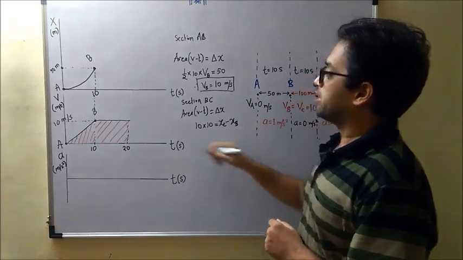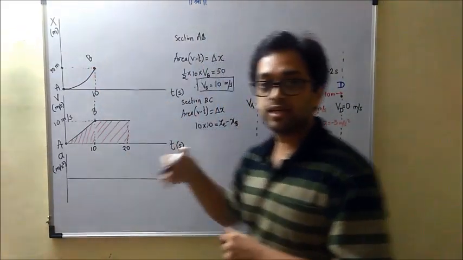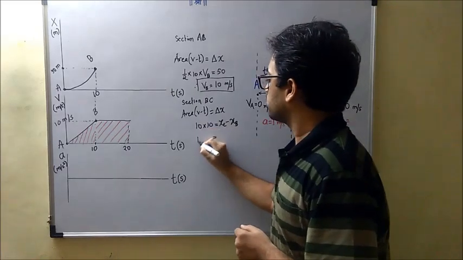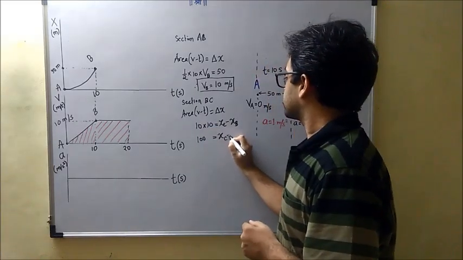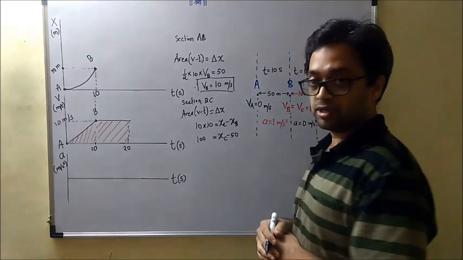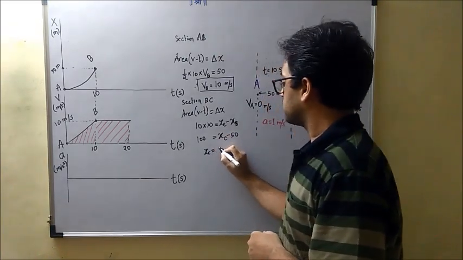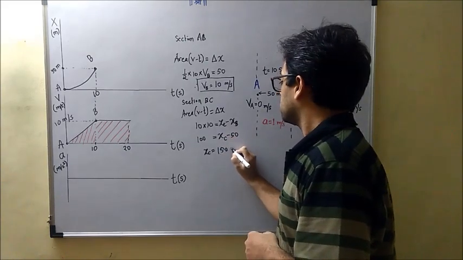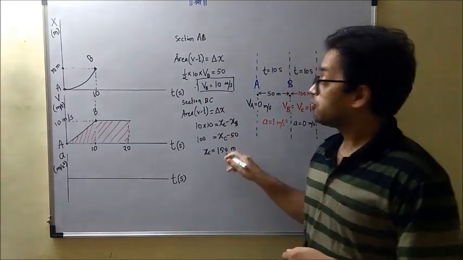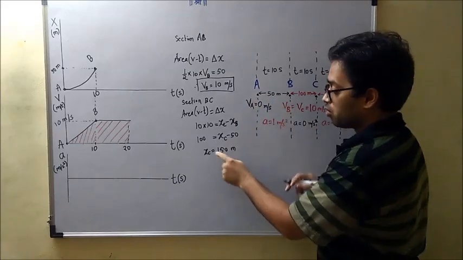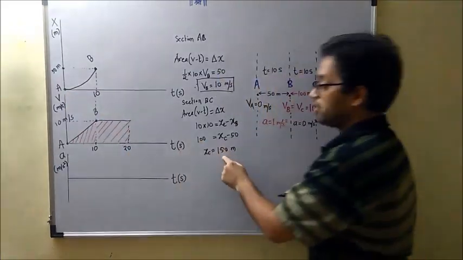Now what is x at B? What is the position at B? It is 50 meter, and substitute it here. What is this? 10 into 10, 100 is equal to xc minus 50 meter, right? And that is why we get xc is equal to 150 meter. From where? From the beginning. So from the beginning, that is from A, it is 150 meter.